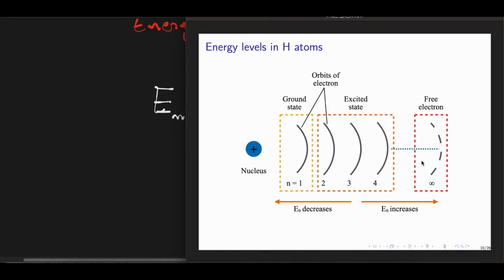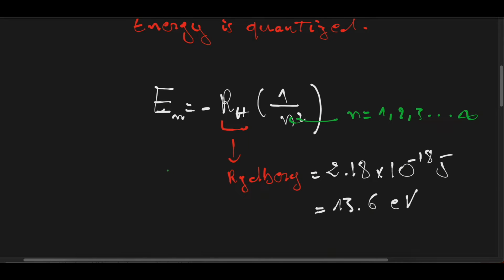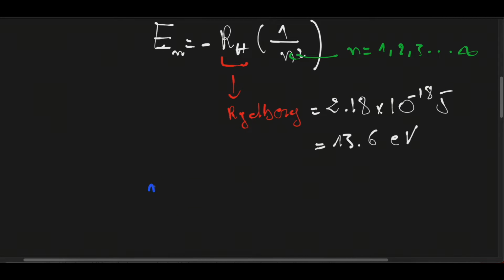So when the electron is close to the nucleus, the stability will be higher. But when the electron is not close to the nucleus, we understand that the electron will be less stable and easy to remove from the atom. And it is easy to see that for n equal to 1, the energy of the electron is equal to minus the Rydberg constant.